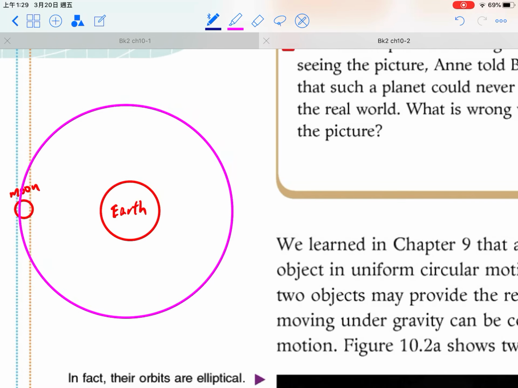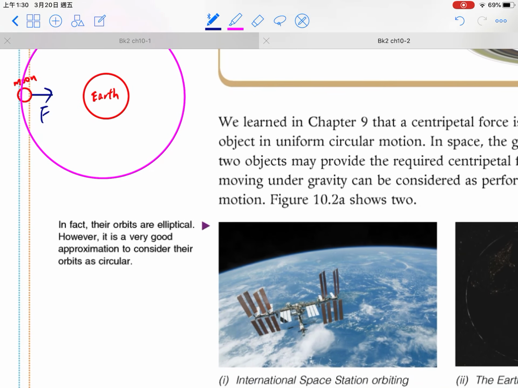So now we consider a case, the Moon orbiting around the Earth. What makes the Moon move around the Earth? The answer is the gravitational force. The gravitational force becomes the centripetal force, so the Moon can move in a circular path.